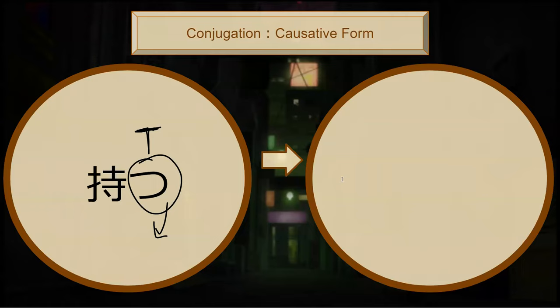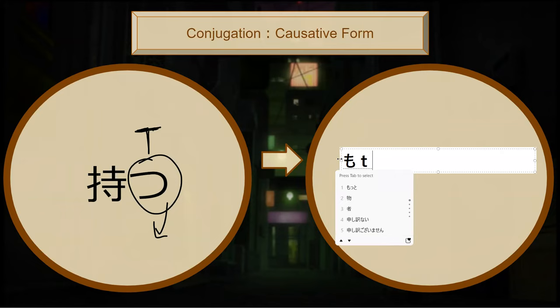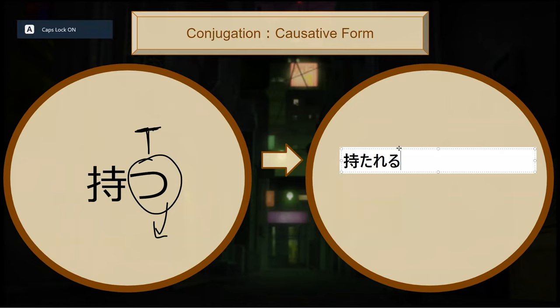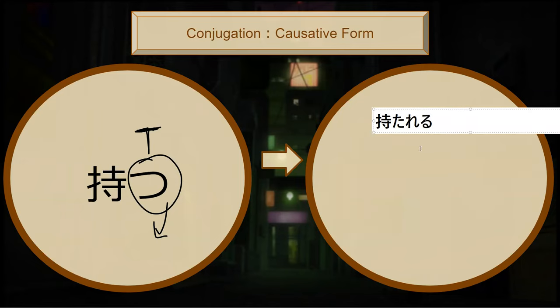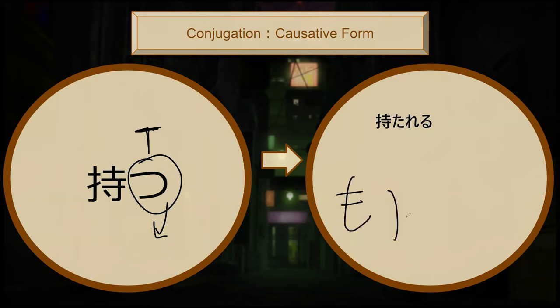So, motareru is to be carried. Motareru. So what would be the causative form? So, to make someone carry. Motaseru. Perfect.